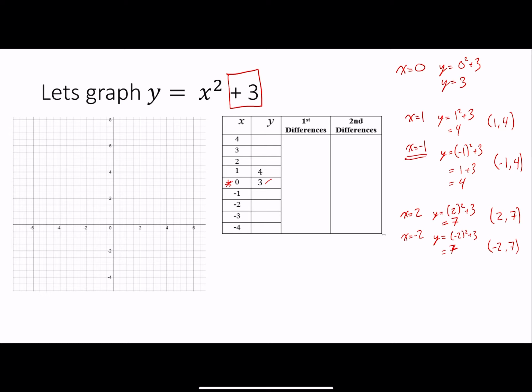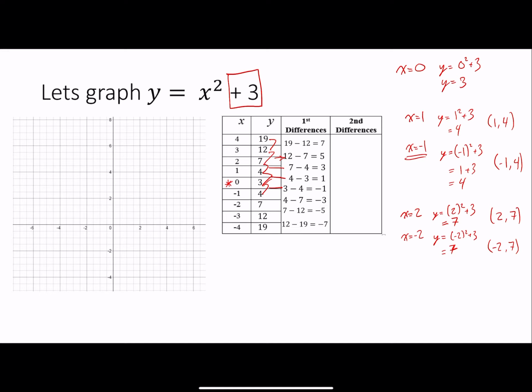Let's graph this. Let's just solve all these points, okay? 3 squared is 9, plus 3 is 12, etc. Once we graph all these points, it's going to take a lot of work. We're going to look at our first difference. By the way, it happens to be the same. This is how we're taking it. 19 minus 12 is 7. 12 minus 7 is 5. 7 minus 4 is 3. 4 minus 3 is 1. 3 minus 4 is minus 1, etc.